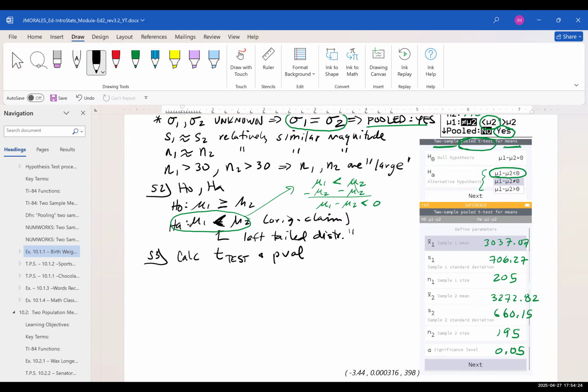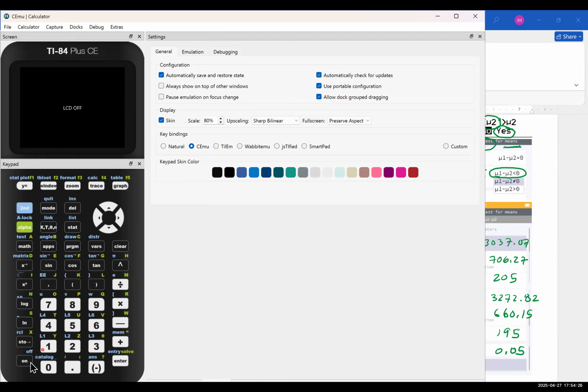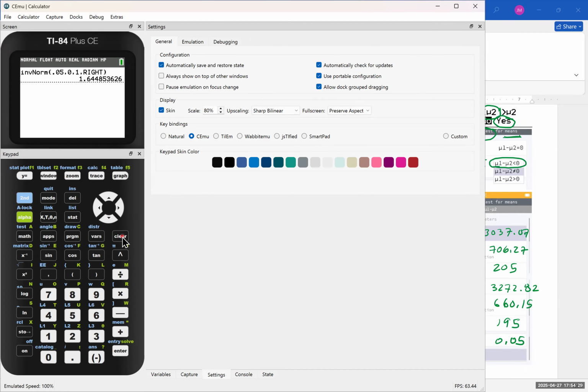So let's now go to Texas Instruments. Figure this out. All right, so we'll hit Stat. We'll go to Tests. Okay, so now because the population standard deviation is unknown, we're going to do a two-sample t-test. We're going to be using stats, and now we just have to put in our values. So this is 3037.07, standard deviation of 706.27, the sample size of 205.